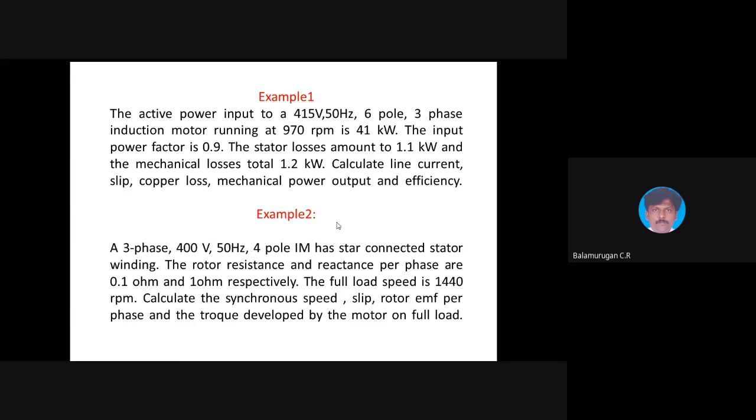So what is the value for line current? I will write the formula. Power in is equal to root 3 VL IL cos phi L. So power in is given, line voltage is given, and cos phi is also given. So what is the value for IL?